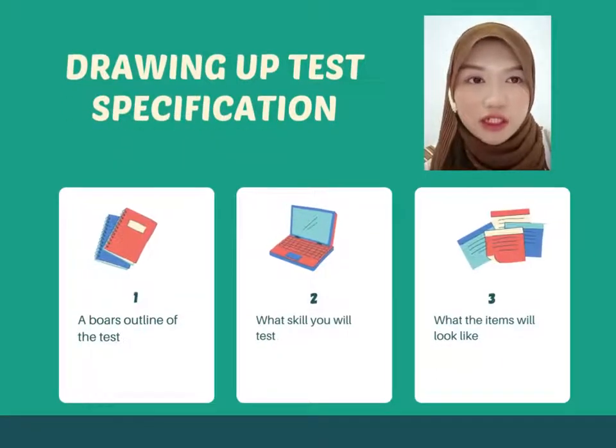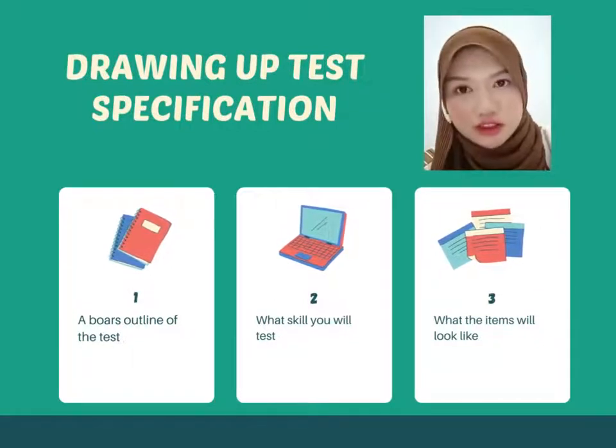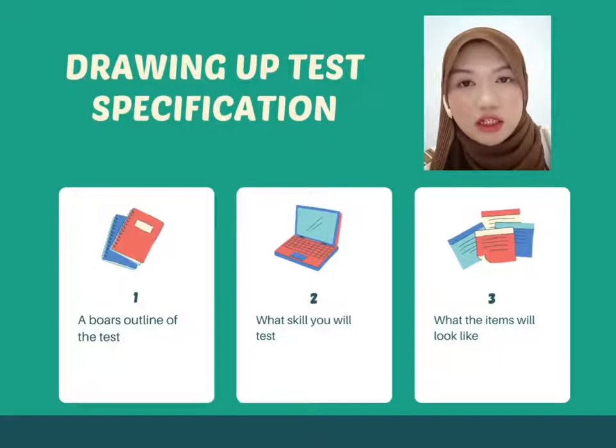Okay, next material: drawing up test specifications. There are 3 steps in drawing up test specifications. The first is a broad outline of the test, and the second, what skill you will test. In English, there are 4 skills, such as reading skill, listening skill, writing skill, and speaking skill. And the third, what the items will look like.